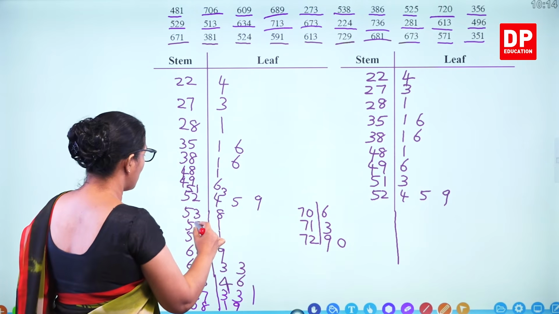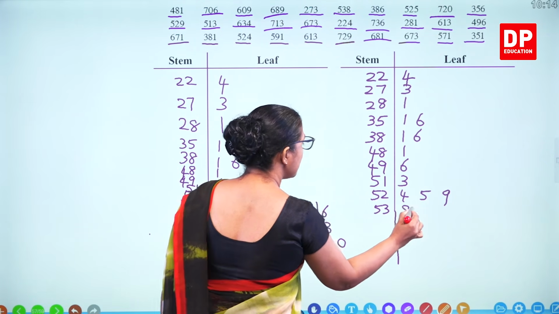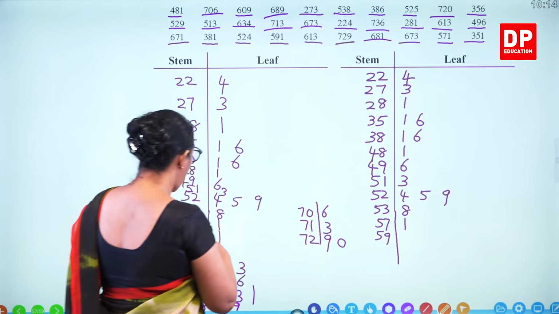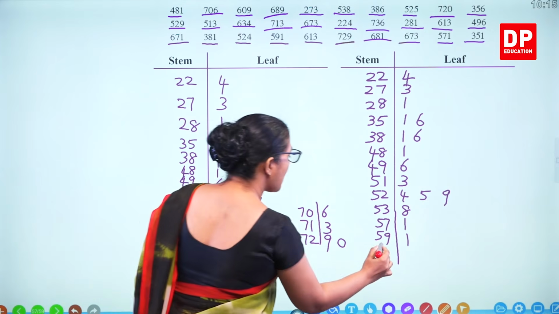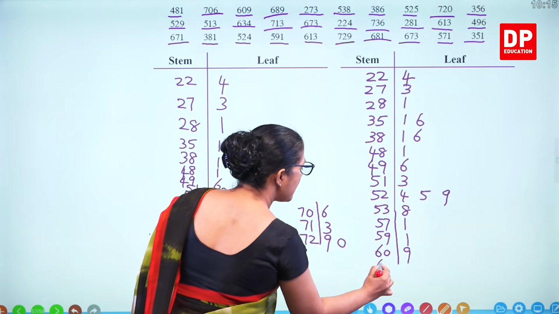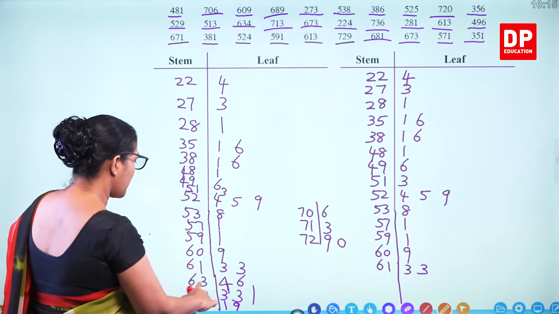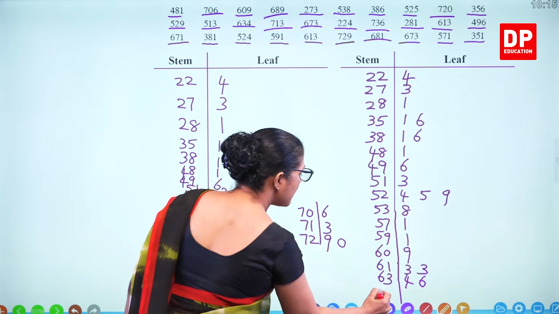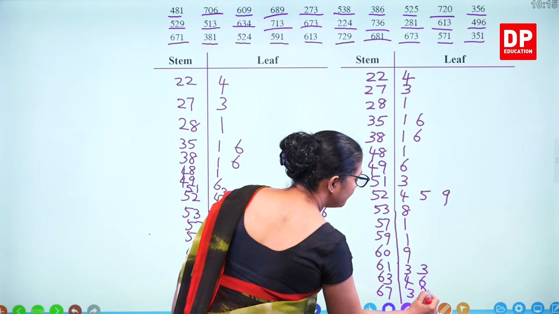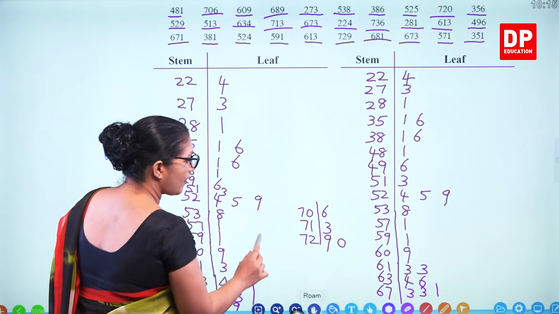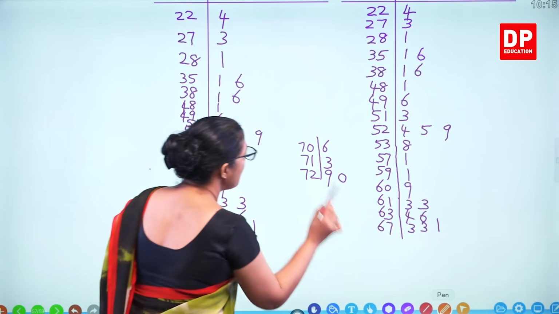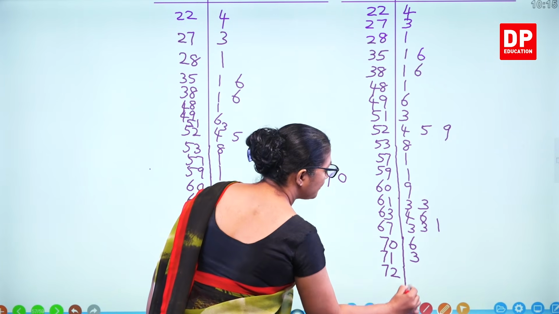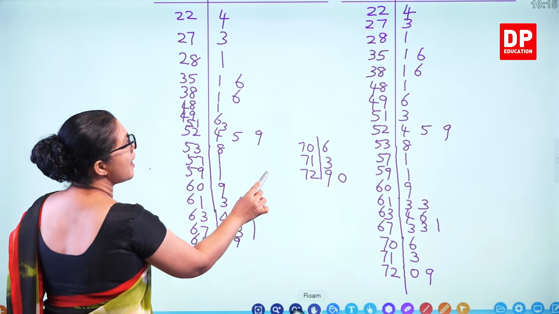53 with 8, 57 with 1, 59 with 1, 60 with 9, 61 with 3, 3, 63 with 4, 6, 67 with 3, 3, 1, and now we can write down these numbers: 70 with 6, 71 with 3, 72 with 0 and 9. So this is the correct stem and leaf diagram.